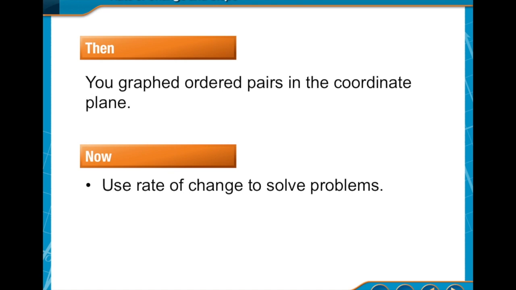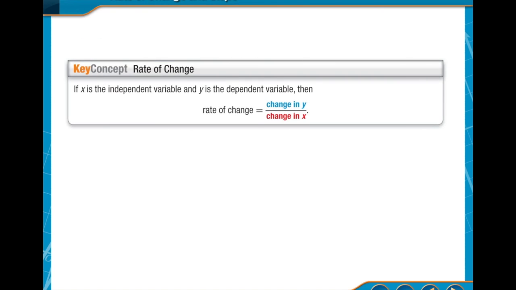So we've talked about graphing ordered pairs. We know how to do that. But we can now use the rate of change and the slope to solve problems. And we'll see that with some examples coming up. So some vocab, of course, we'll see rate of change and slope. And one key rule to remember for this section is that the rate of change is always change in y over change in x.